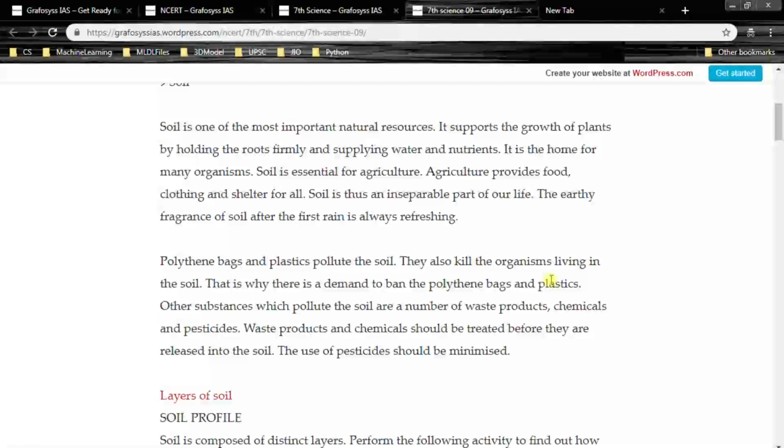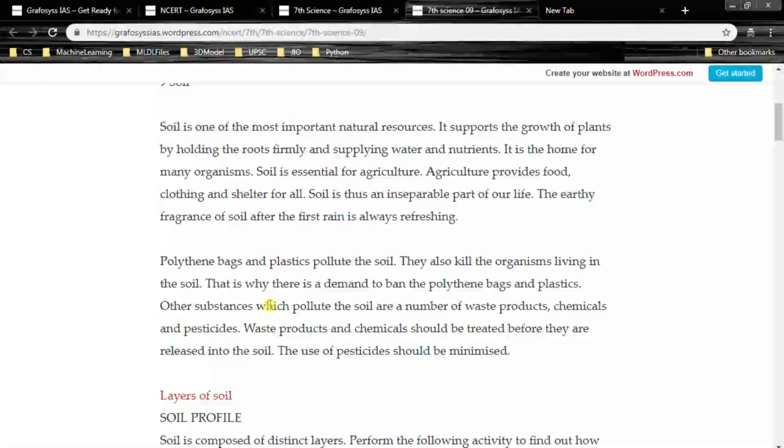They also kill the organisms living in the soil. So there are many organisms in the soil which we have read about. Some of these organisms convert nitrogen into compounds which are absorbed by plants. Polythene bags and plastics pollute the soil. That is why there is a demand to ban polythene bags and plastics.